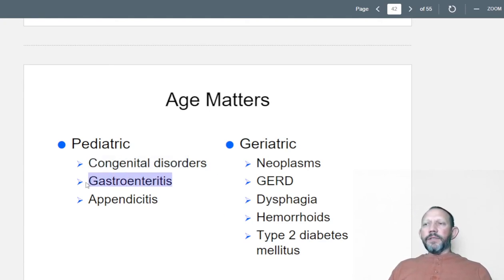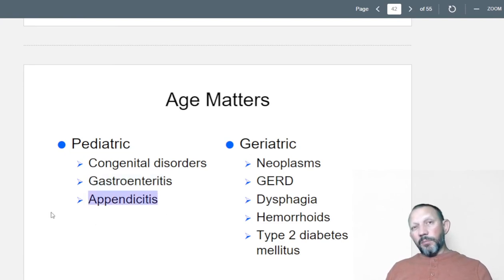Gastroenteritis. That means inflammation of the gut. That's like gut pains. Little kids get them all the time. You know, I mean, like colic is a gut pain, is what that is. And appendicitis usually in smaller kids because they don't have the immune system to fight as well. Really, that's what's going on.